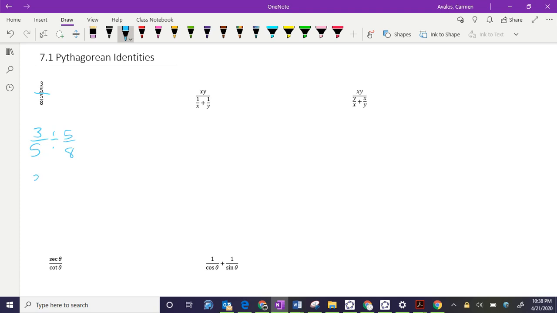And so we would get three, you cannot cancel these because it's division. We have to do this process first, and then we get over 8/5 because you do the reciprocal of that one there. And then here we end up getting 8 times 3, which is 24, and 5 times 5, which is 25. And that's the normal way to do it.